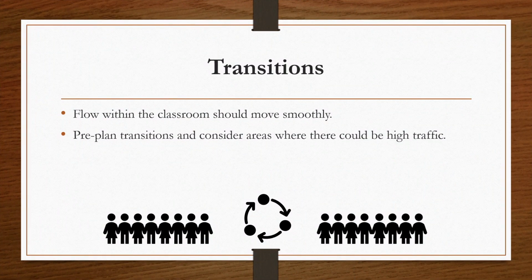The next area to consider when planning the layout of the classroom is how students will be moving throughout the room. The flow of the classroom should move smoothly so that there are no traffic jams. Managing transitions will need to be prepared and planned for ahead of time. Not all students will be able to go get their items all at one time. This could cause issues among students and a lot of time will be lost.